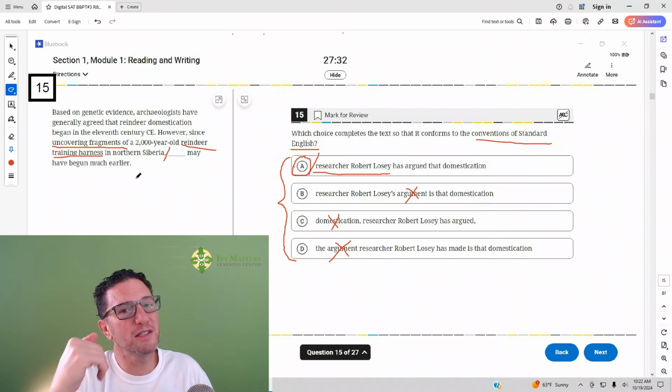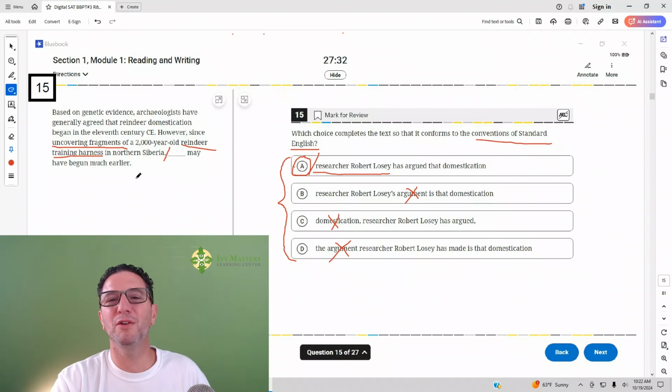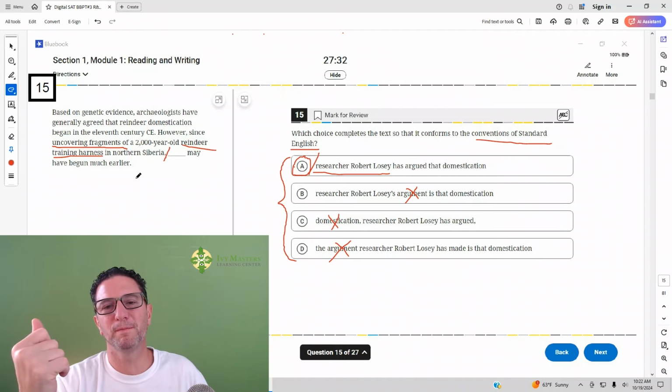This is a tough concept, but if you master it, it makes these questions so easy because notice, I only had to read the beginning of each answer choice to get the answer right away.